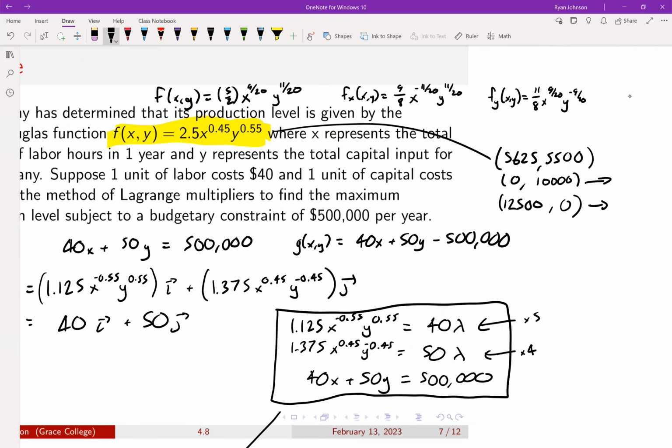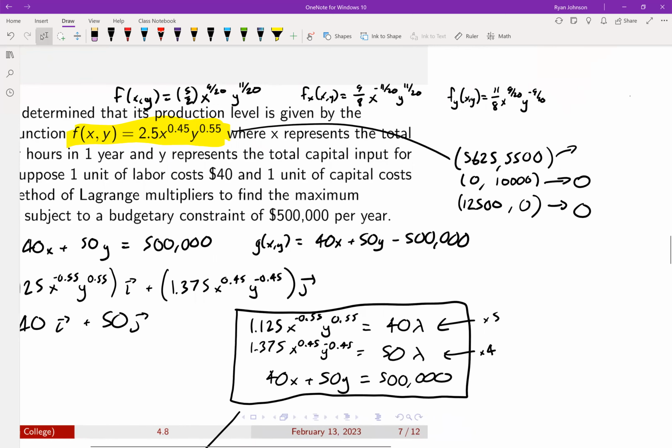So we'll plug in these three points, and it's pretty easy to see that the endpoints would give me 0, because if x is 0, the whole thing's 0. If y is 0, the whole thing's 0. That means this is my maximum, whatever it is when I plug it in. Well, let's just plug it in for fun.